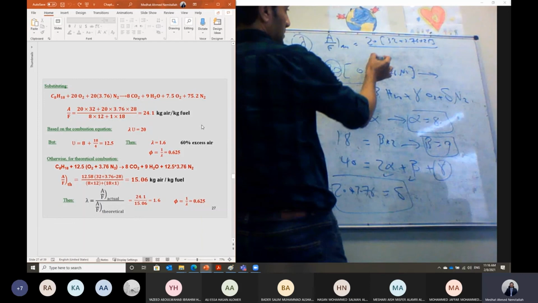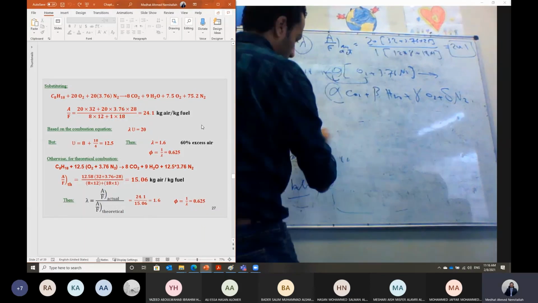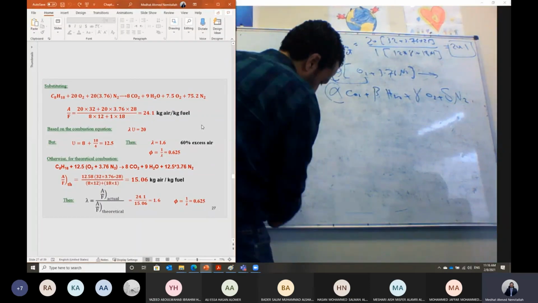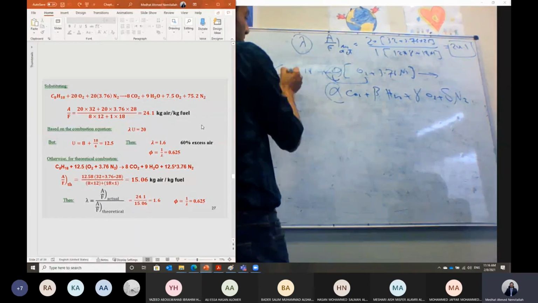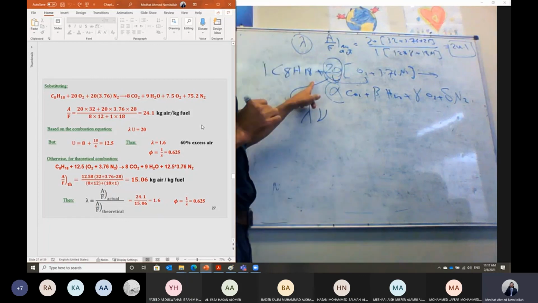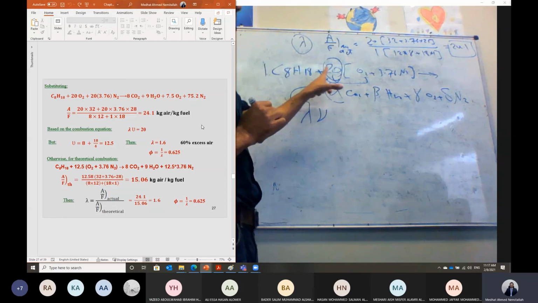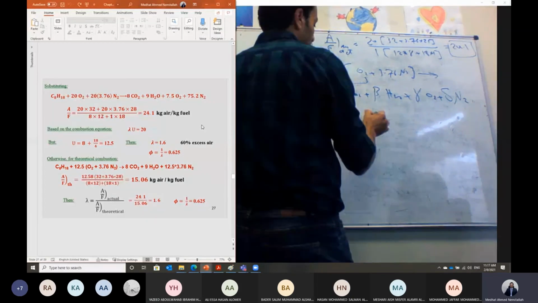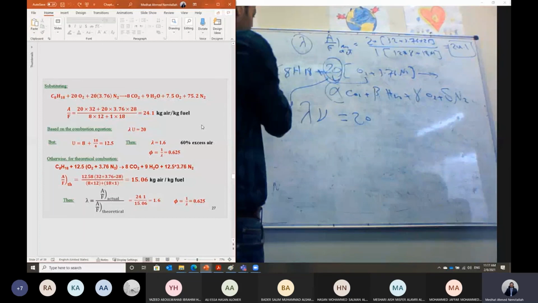Okay, we need to calculate, guys, lambda or the excess air factor. How can we get lambda? If you remember, when we write down the equation per kilomole of the fuel, we said this 20 should equal what? Lambda multiplied by gamma. So usually we write down the equation per kilomole of fuel plus lambda gamma O2 plus 3.76 N2. So if the number of moles of the fuel is 1, this 20 should equal lambda times gamma.